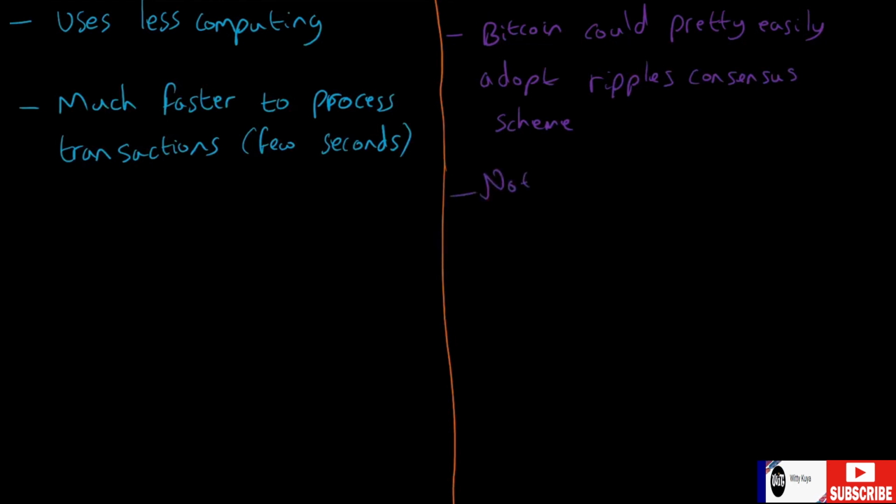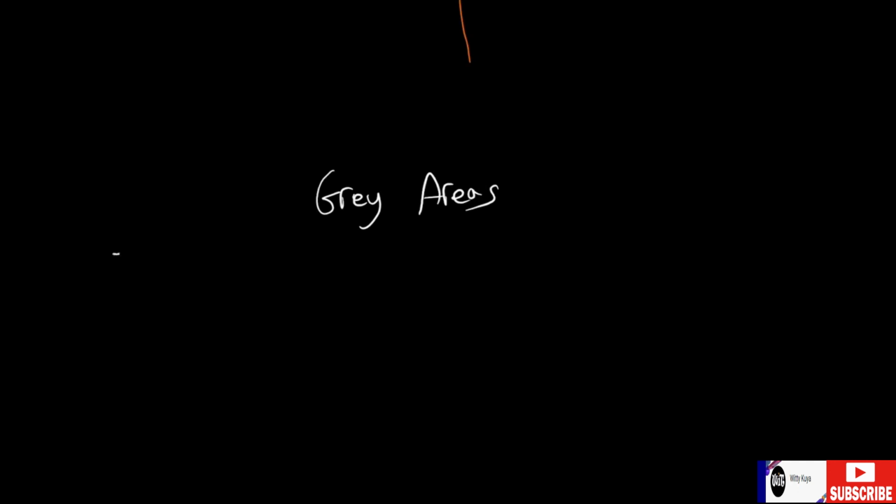It is not democratic as it is not completely distributed. So we've got obviously all of these now. So what about some grey areas? So let me scroll down to here. There are some grey areas that I really want to discuss as well. So, grey areas. So what are the grey areas?